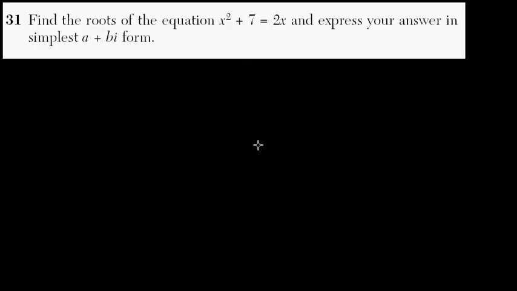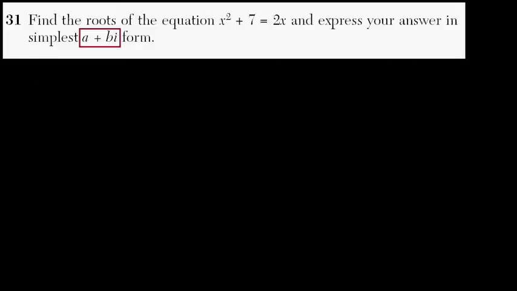In problem number 31, it says find the roots of the equation x squared plus 7 equals 2x and express your answer in simplest a plus bi form. Okay, now because they're asking us to give our answer in a plus bi form, this should be a tip-off that we're not going to be able to factor this and write this in any nice fashion.